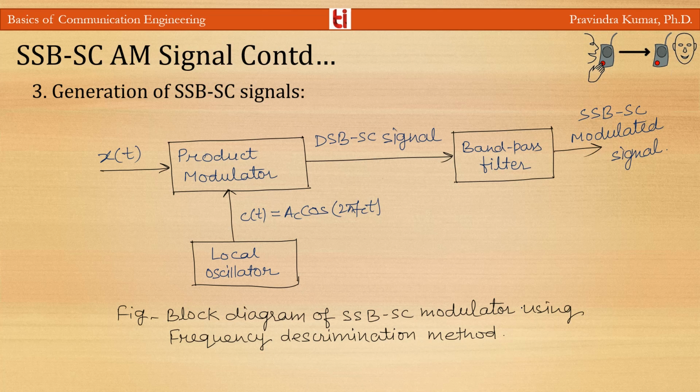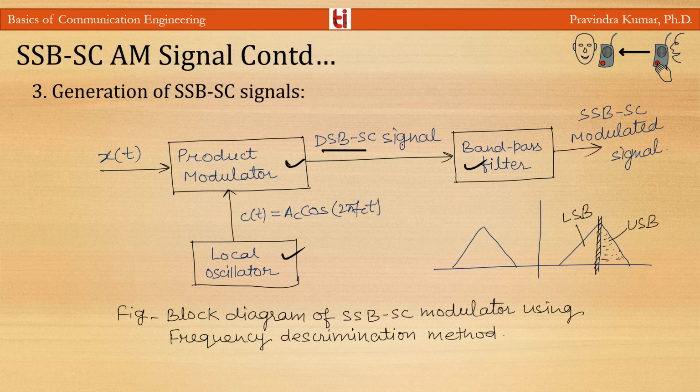Here this modulator consists of a product modulator, a carrier oscillator, and a band pass filter designed to pass the desired sidebands, upper sideband or lower sideband. At the output of the product modulator, we will get a double sideband suppressed carrier signal, which contains two sidebands only, not the carrier. The bandpass filter will pass only one of these sidebands and produce the single sideband modulated signal at its output. It may be lower sideband or upper sideband based on the tuning of the band pass filter.